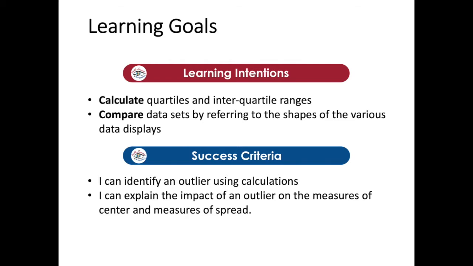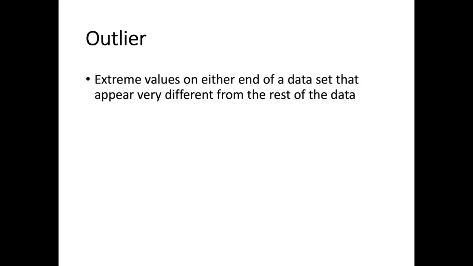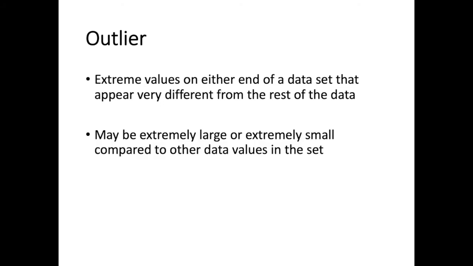So when we're looking at outliers, what we are looking for are extreme values at either end of the data set. Those extreme values are going to be different to the rest of the values in that data set. So it may be an extremely large or an extremely small value compared to the other numbers in the data set.